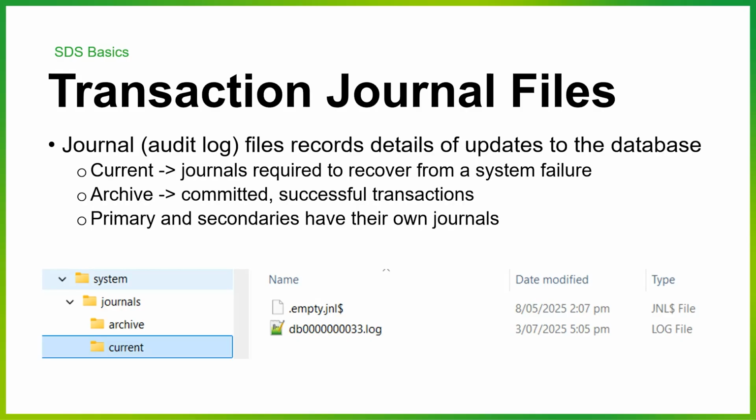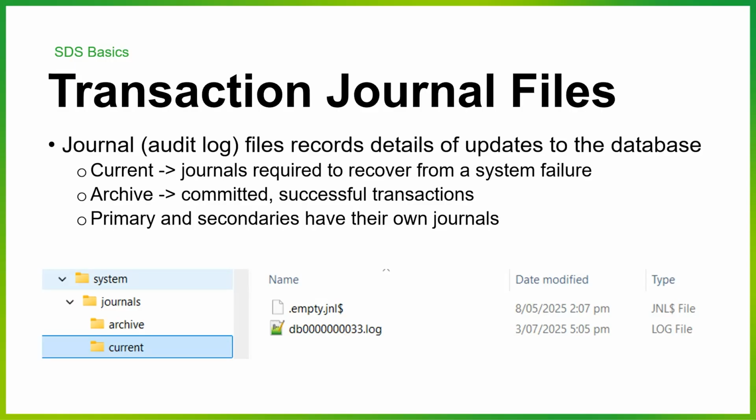Before we go deep into SDS, I'd like to address the importance of journal files. Journal files, aka audit log files, record details of updates to the database. Their default location is in your system folder under a folder called Journals. These journals keep track of all the transactions that occur to the database.